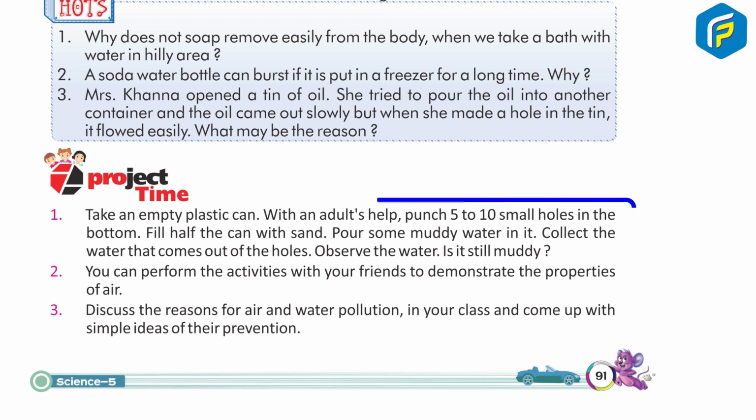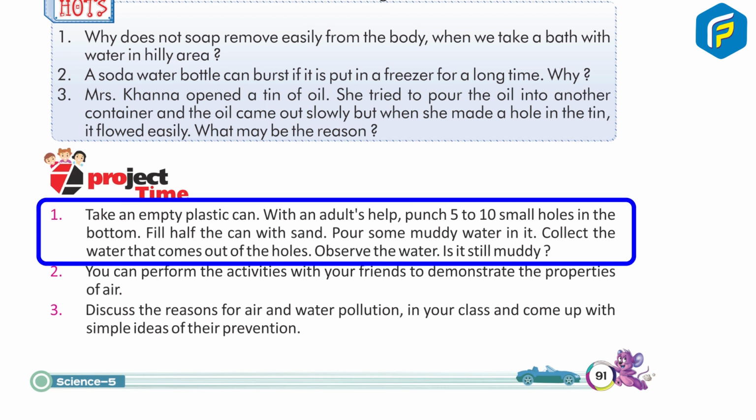Project time. 1. Take an empty plastic can. With an adult's help, punch 5 to 10 small holes in the bottom. Fill half the can with sand. Pour some muddy water in it. Collect the water that comes out of the holes. Observe the water. Is it still muddy?